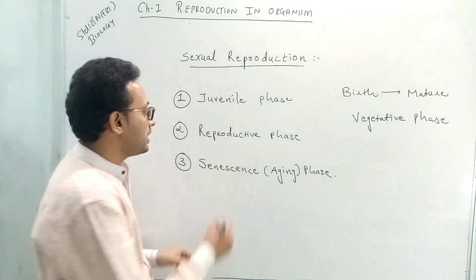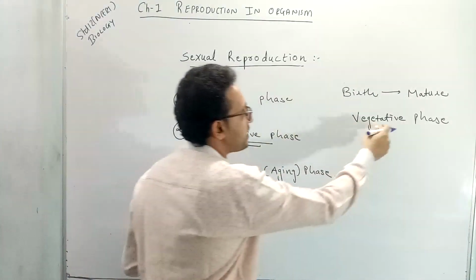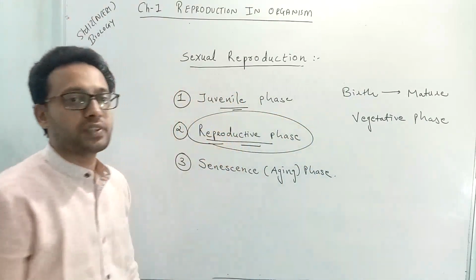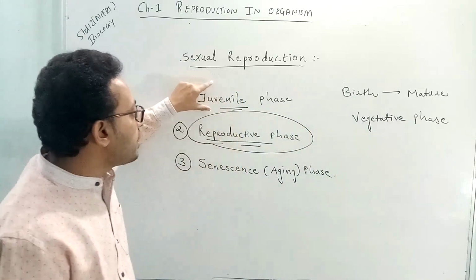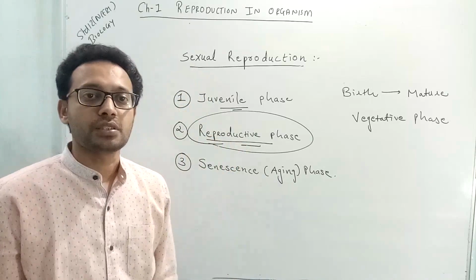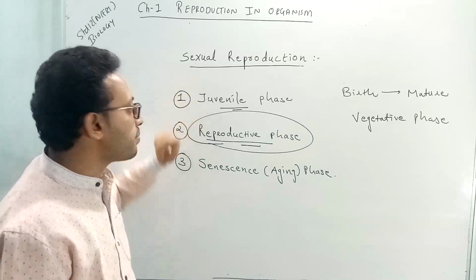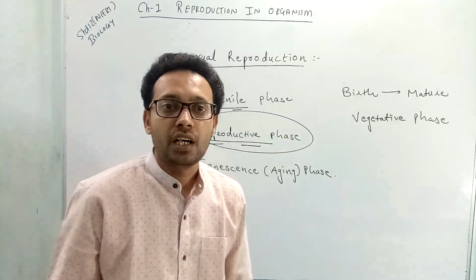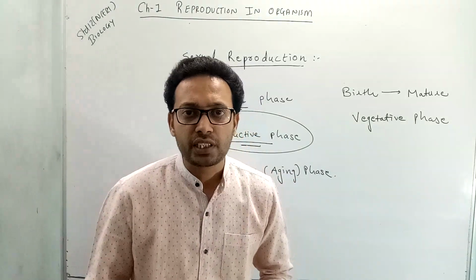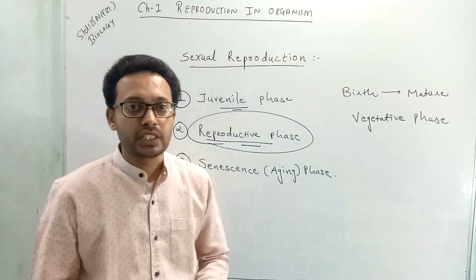The second phase is called the reproductive phase. Once the juvenile phase or vegetative phase is finished, the next phase starts. This is called the reproductive phase. That indicates the ending of the juvenile phase leads to the initiation of the reproductive phase. But when the animal transfers from the juvenile phase to the reproductive phase, certain changes occur in the living organism. The changes may be morphological changes or physiological changes. Let's have a look at some examples.